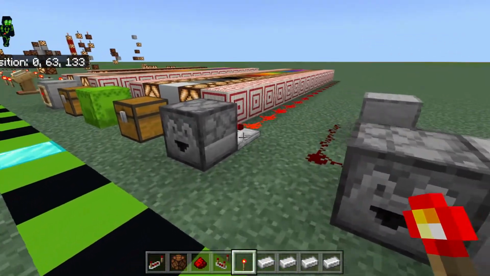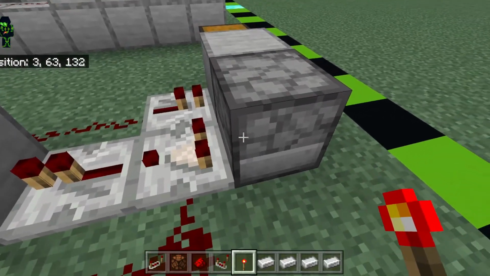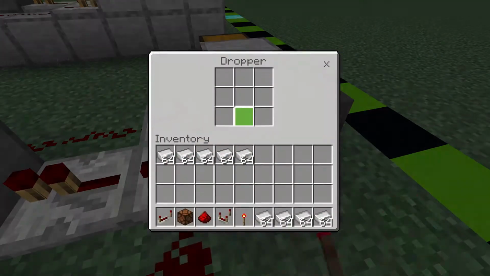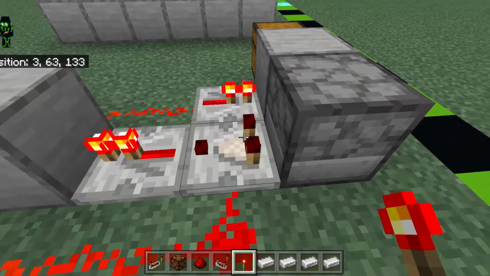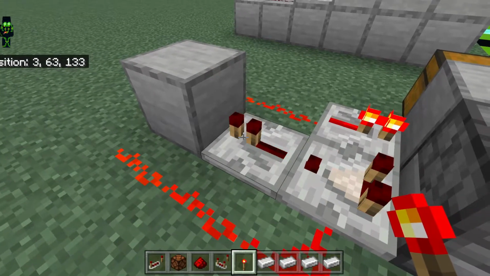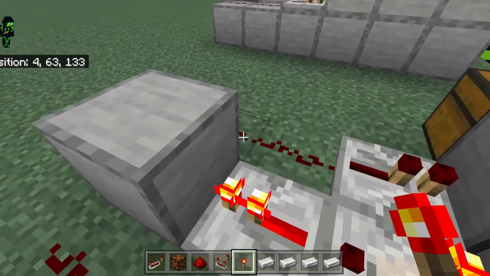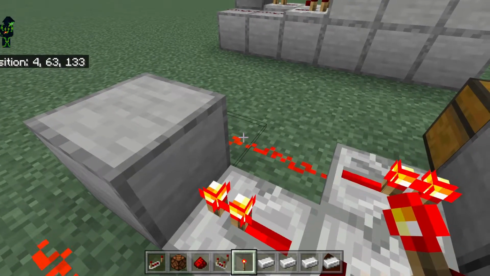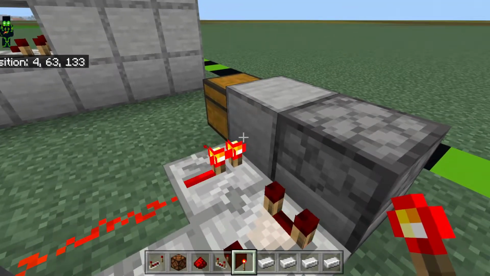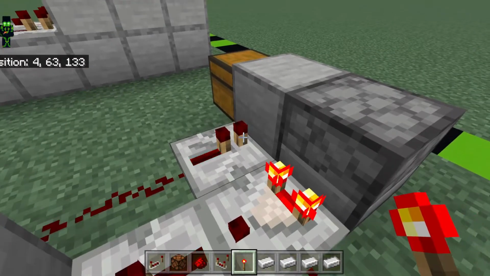Okay, if we take what we learned over here and apply it to this simple circuit, you'll see that we have a dropper with a comparator reading the dropper, and if we put items in the dropper, this comparator is going to output a signal strength of 1. That's going to be repeated by this repeater into this block, and that's going to put out a signal of 15. That signal of 15 is going to go down this side into this repeater, and that repeater is going to repeat it into this block, causing the dropper to activate every time this flashes.